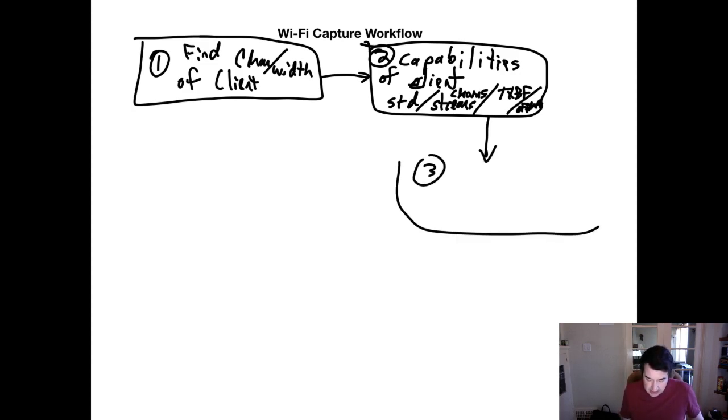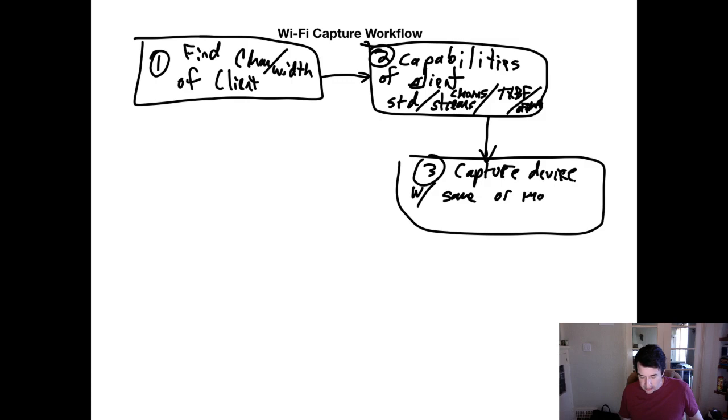Then once I find the client capabilities, I need a capture tool or capture device with the same or more capabilities. So in my case, when I was at the restaurant for the capture that I shared with you all last week, I have an iPhone 8 Plus. The iPhone 8 Plus is Wi-Fi 5, meaning 802.11 AC. It is 2-stream MIMO, 2 radio chain MIMO. It does not use TXBF.